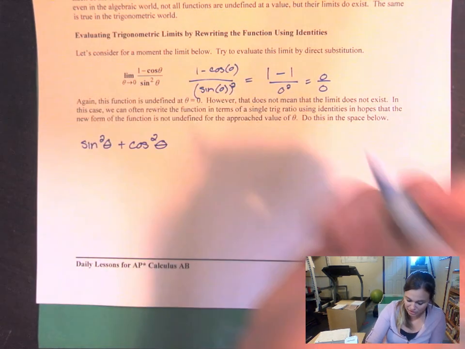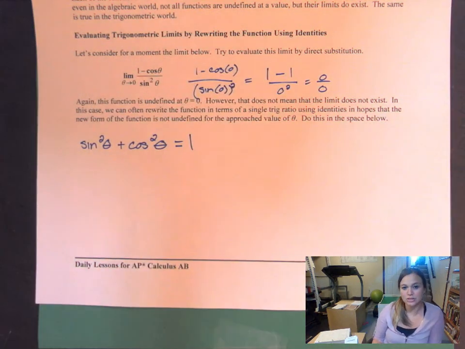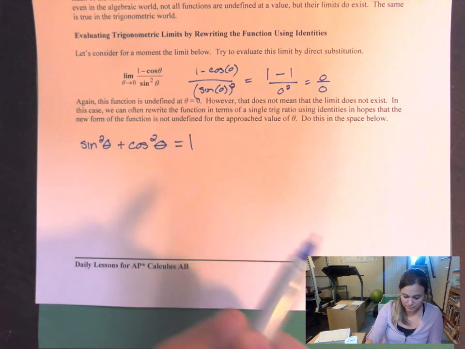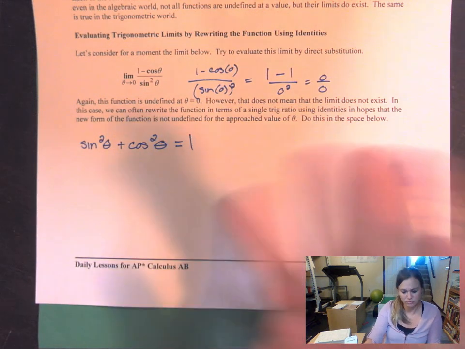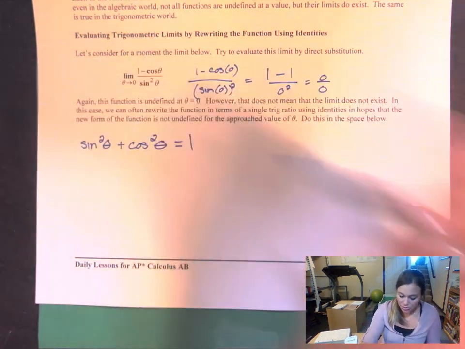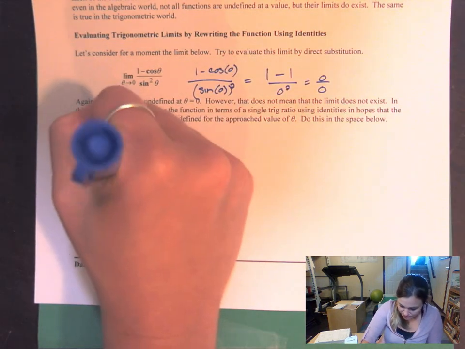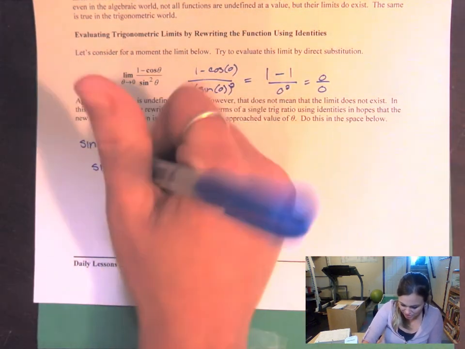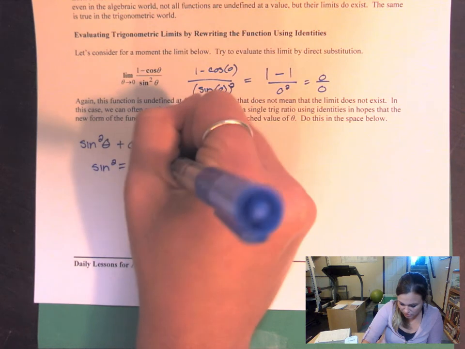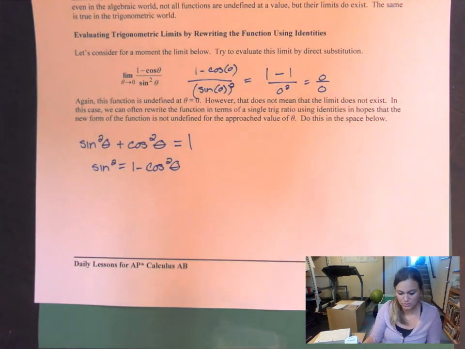It's called the Pythagorean identity. And it's just sine squared plus cosine squared is equal to 1. And it's of theta, of course, because you can't have sine squared or cosine squared without an angle. So this is equal to 1, which means sine squared of theta would be equal to 1 minus cosine squared of theta, if I subtract cosine squared on both sides.